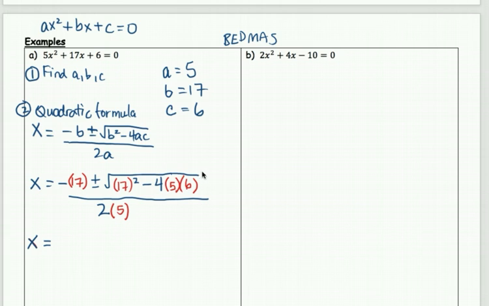So we're going to take care of the stuff inside the square root here. Okay, so there's all this stuff inside the square root. So again, you can restart BEDMAS just inside the square root. Brackets, nothing to do. Exponents, yes, I can take care of this 17 squared.